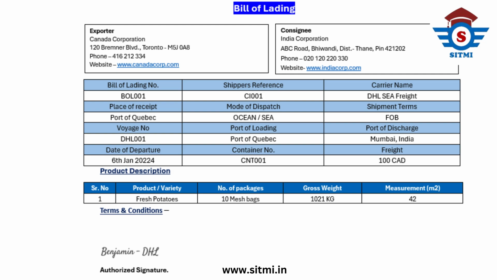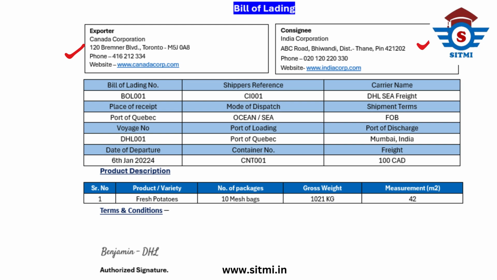Here's an overview of the key aspects of a bill of lading. First one is the shipper information. The bill of lading includes details about the shipper, including their name, address, and contact information. Now, this identifies the parties responsible for shipping the goods.